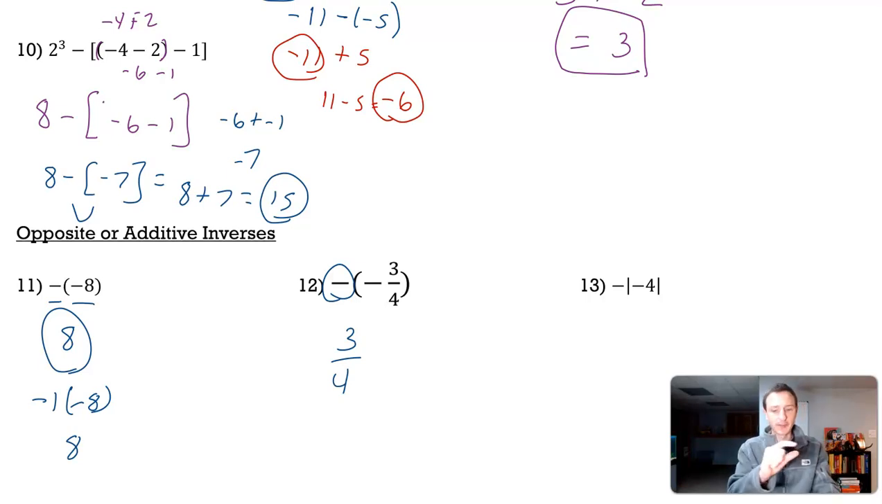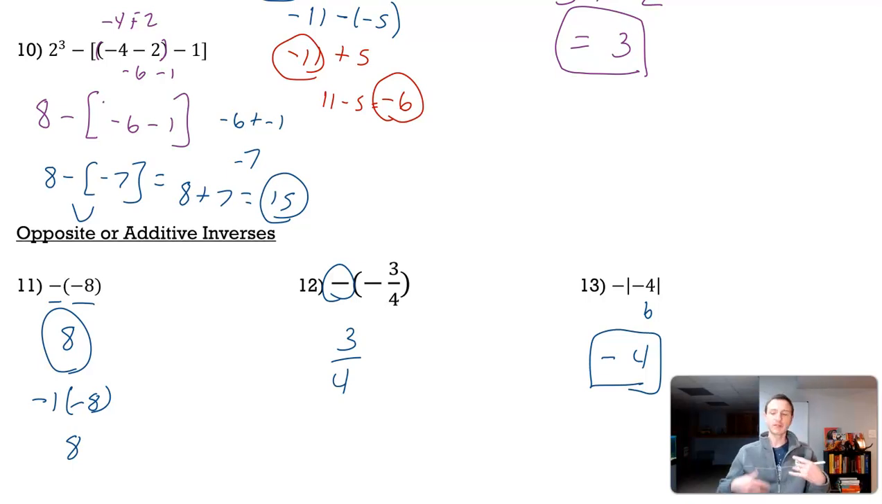So going back to absolute value discussions. Absolute value is the distance from 0. So if I want the absolute value of negative 4, that is 4 units. But now I want to take the opposite of that. I want to take the opposite of the absolute value of negative 4. The absolute value of negative 4 was 4. Taking the opposite would give us negative 4.